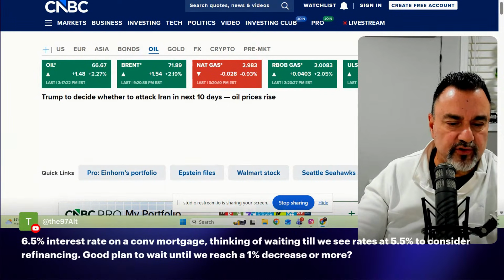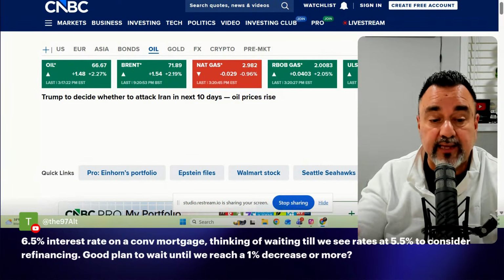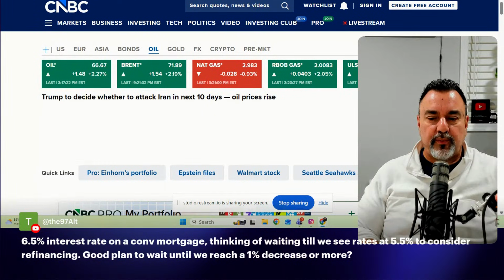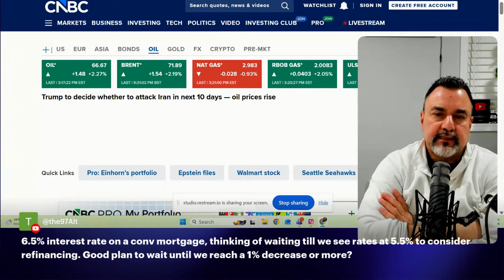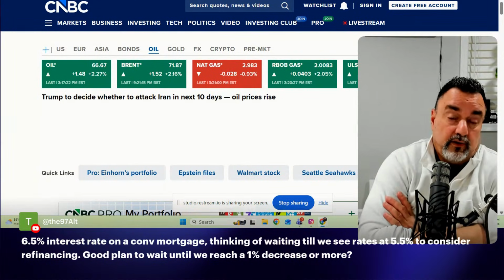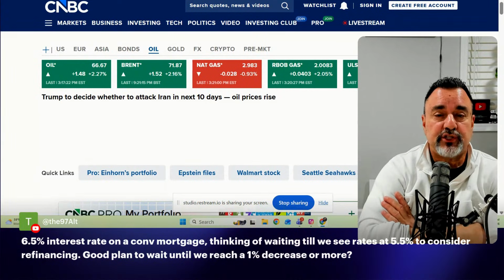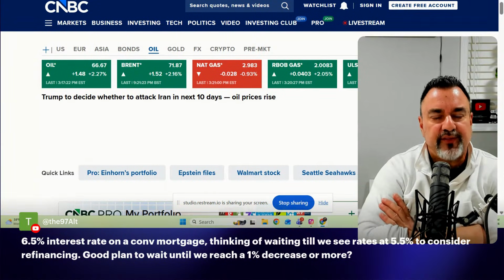Let's see, 6% interest rate on a conventional, thinking of waiting till I see 5.5 to consider refinancing. Good plan to wait until we reach a 1% decrease or more? That's a fantastic idea. Here's the problem behind it: I have a couple buddies that have VA loans. One in particular, he has a VA disability, and so he doesn't have to pay any of the funding fees. It's kind of like if you have a conventional loan. So it depends on a few things. How big a loan do you have, and how much are your closing costs? Okay, so think of it that way.